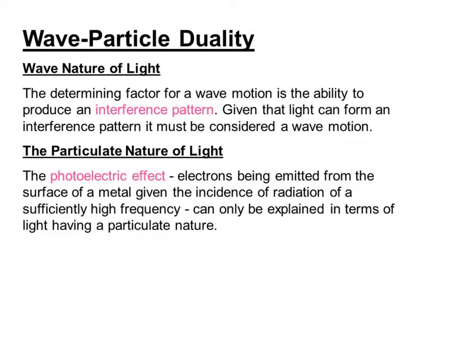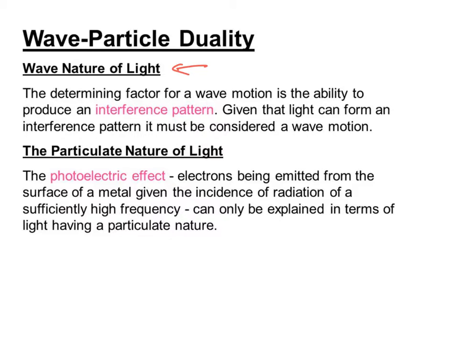Now, one thing I want to talk to you about when we talk about studying light is this wave-particle duality that we have. The wave nature of light is the determining factor for wave motion's ability to produce the interference pattern. So if we shine light onto an object, then we can get an interference pattern that suggests that light is actually a wave, these electromagnetic waves.